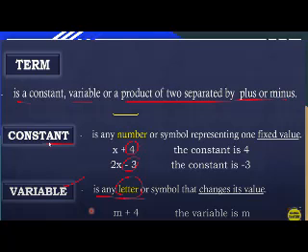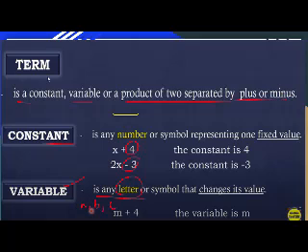So what is a constant? It's a fixed value. What is a variable? Variables are the changing values. Usually the variables will be represented in the form of alphabets, either A, B, C, or M, N, whatever it may be. We will take it as any alphabet.